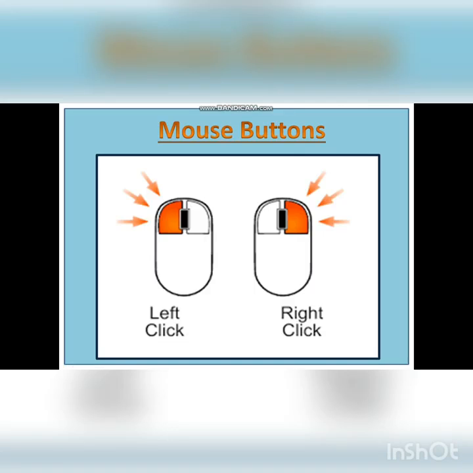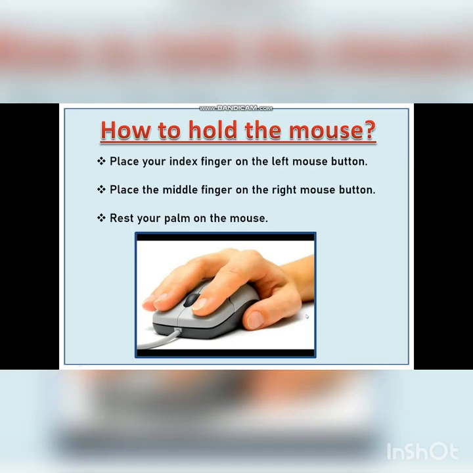Students, as you can see, there are 2 pictures of a mouse. When the user clicks the left mouse button, we call it a left click. When the user clicks the right mouse button, we call it a right click. How to hold the mouse? Place your index finger on the left mouse button.